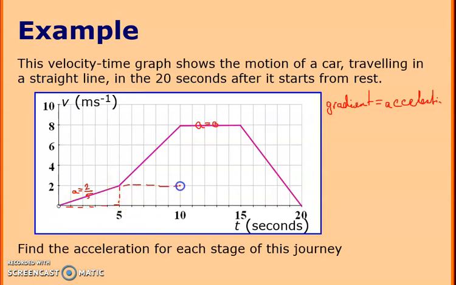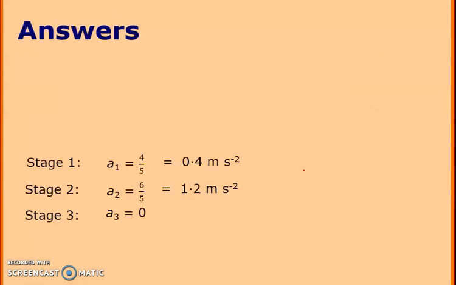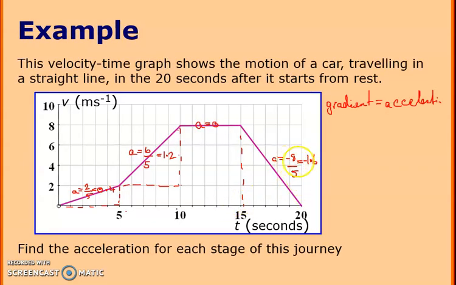So this one, how far up does it go? That's the first thing to work out. It goes from 2 to 8. It goes up 6. So a is 6 divided by how many seconds? 5 to 10 is 5 again. So the first one is 0.4 as a decimal. This one is 1.2. And this last one, what's happening here? Well, it goes down a total of 8. It goes down 8 in 5 seconds again, being very nice. So that's minus 1.6. So 0.4, 1.2, 0, and minus 1.6. Did I say 1 minus there? Obviously, yes, I did. It's minus 1.6.